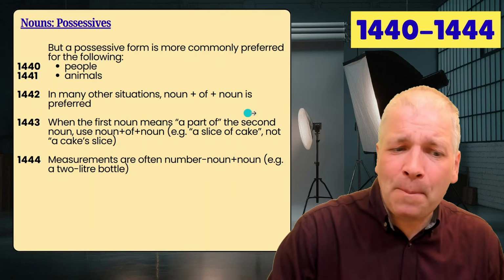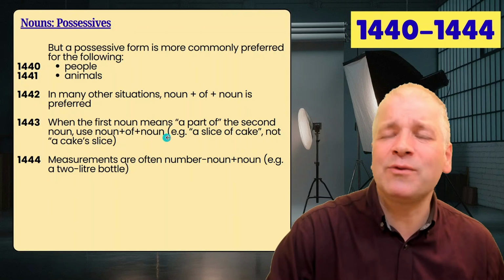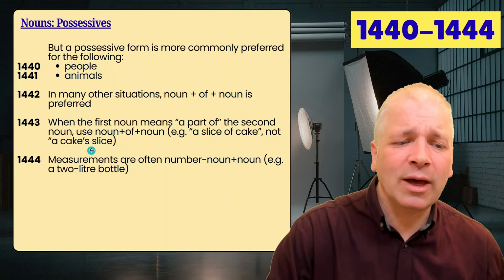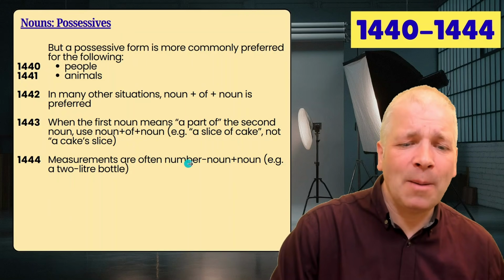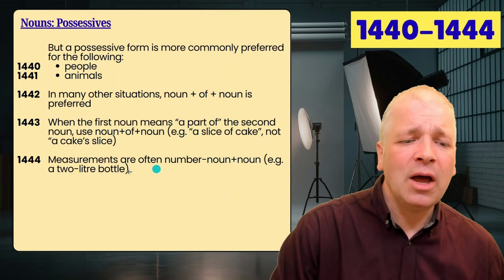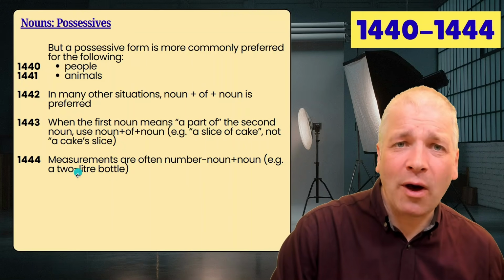When the first noun means a part of the second noun, use noun of noun, like a slice of cake, not a cake slice. And measurements are often noun, number, noun. For example, a 2-litre bottle with the hyphen in the middle.